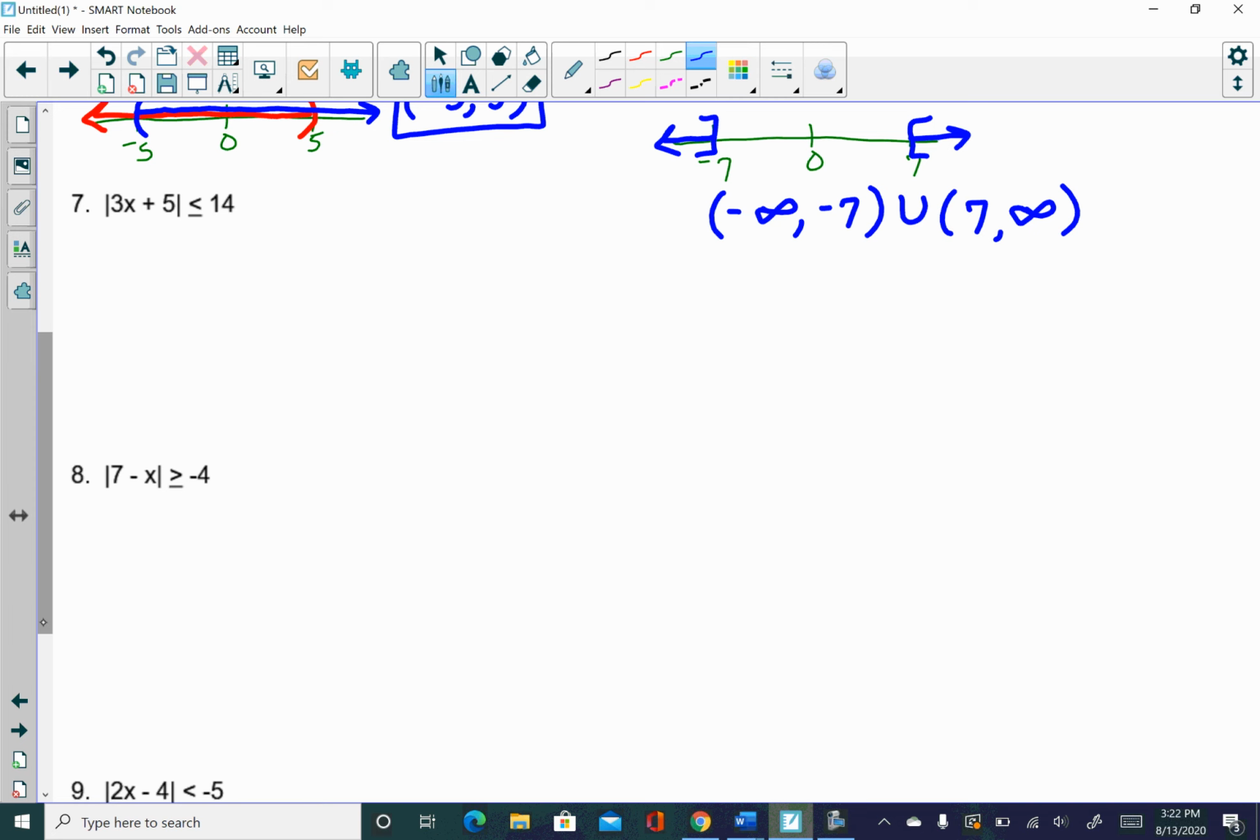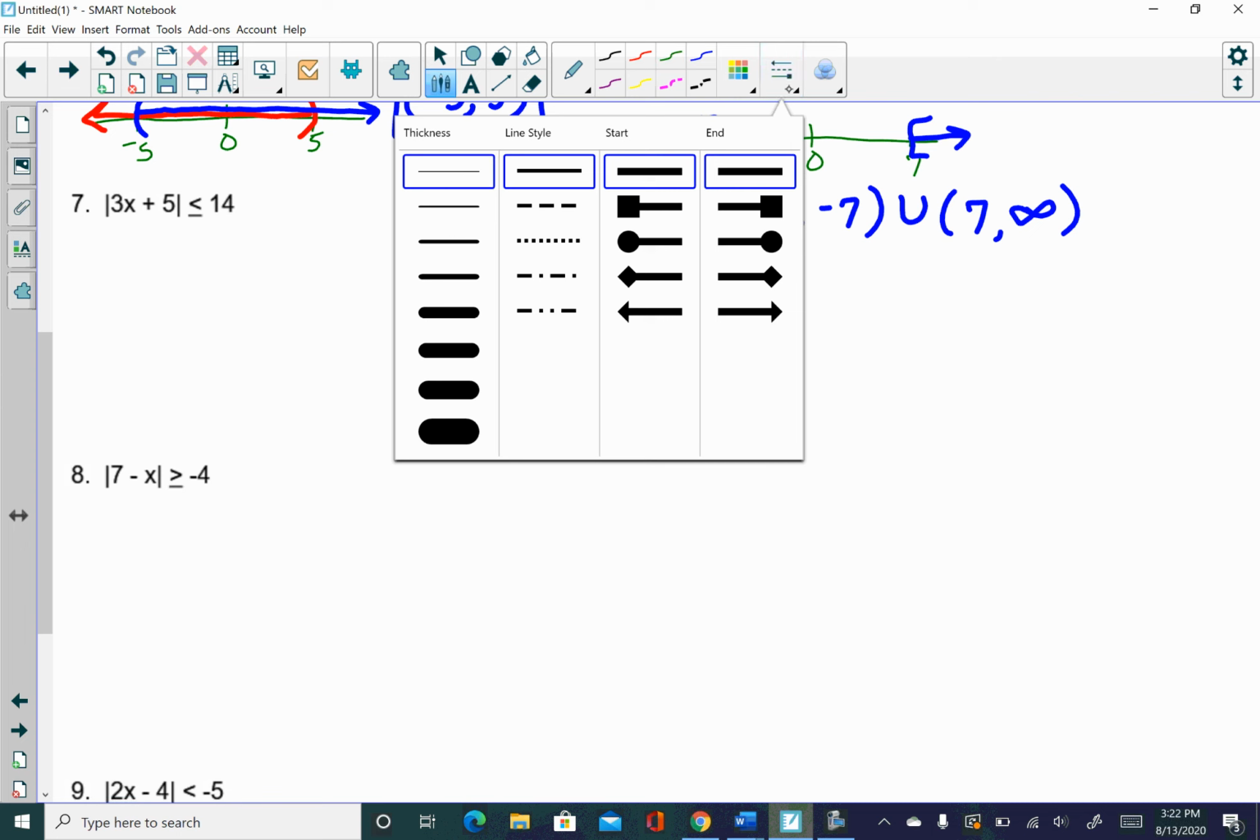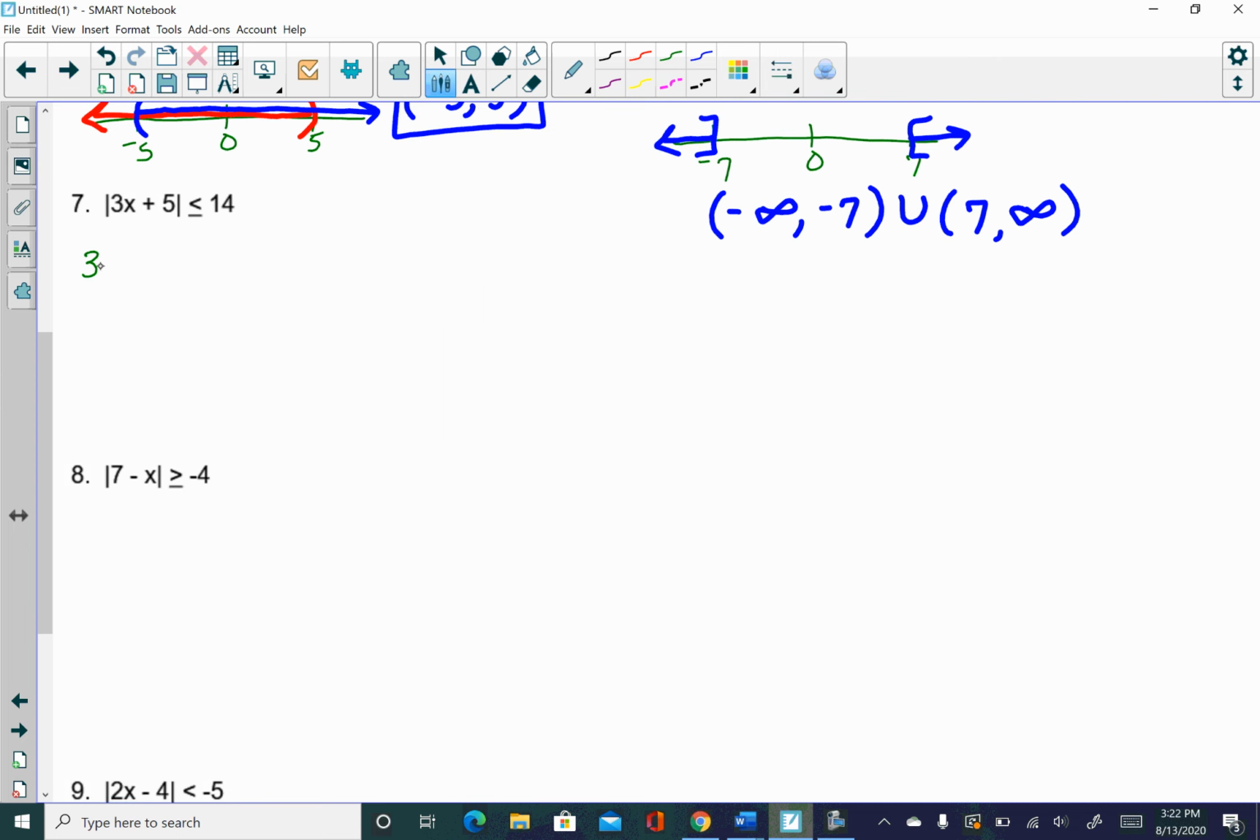So in number 7, my absolute value bar is already isolated here. It is less than or equal to 14, so I can immediately start with writing my two inequalities. So I have 3x plus 5 less than or equal to 14, and 3x plus 5, change the inequality sign and the sign of the number.